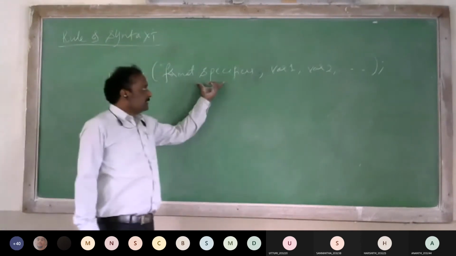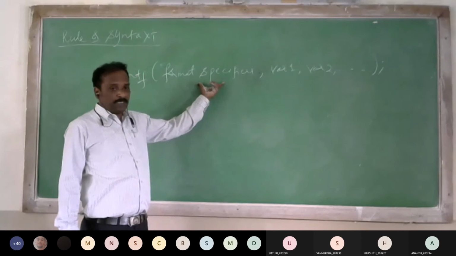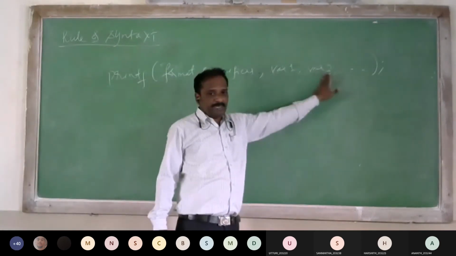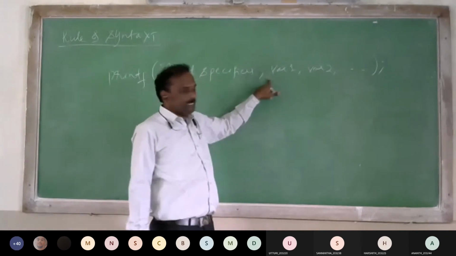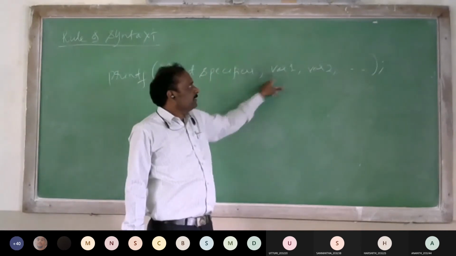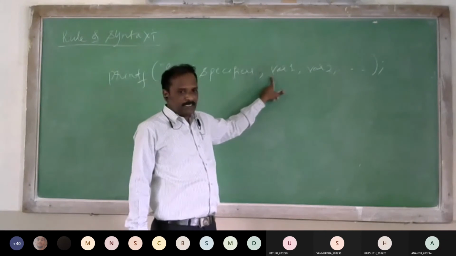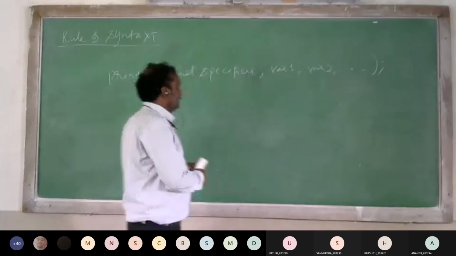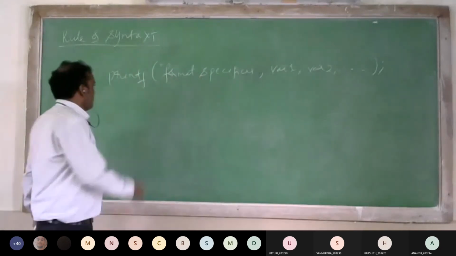So in printf, the first argument is the format specifier. The second argument will be the comma separated variable names. Here you are not preceding by address. In the scanf statement you are preceding the variable name by the address operator. Here you are not preceding by address. Directly you enter the variable names separated by comma.